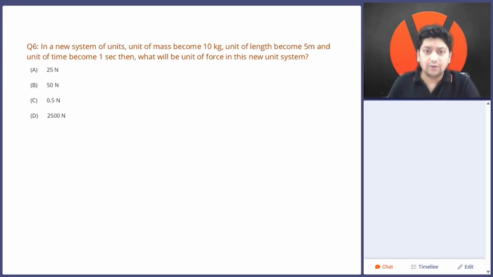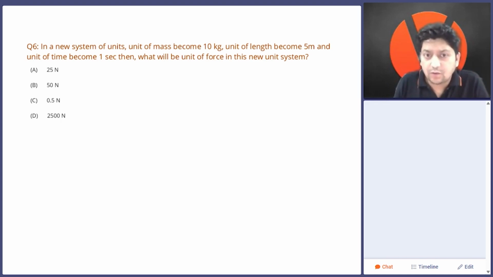In a new system of units, the unit of mass becomes 10 kg, the unit of length becomes 5 meter, and the unit of time becomes 1 second. Then what will be the unit of force in this new system of units? No problem at all, very easy question. We need to find out the unit of force.